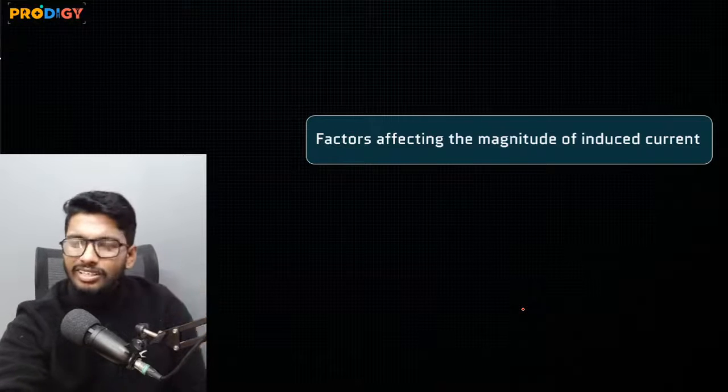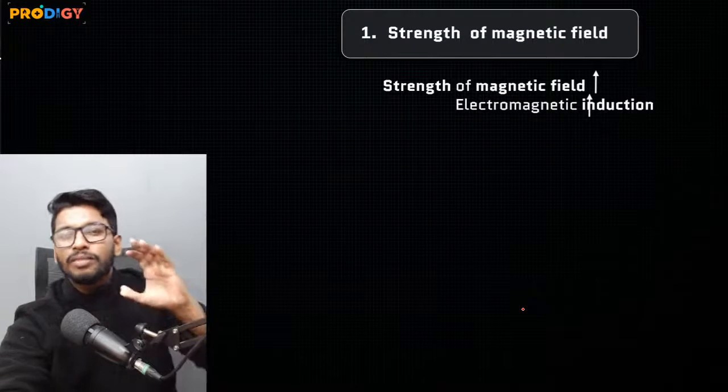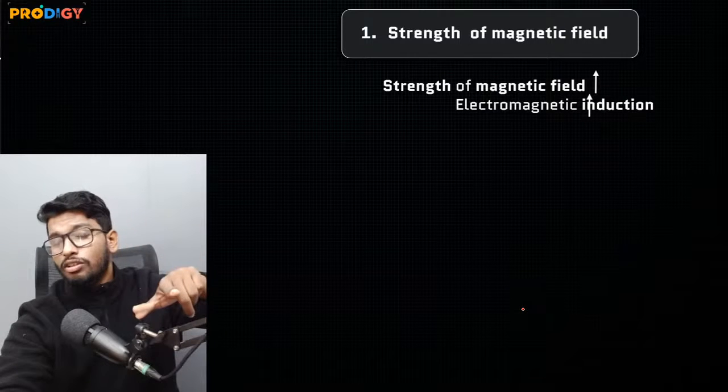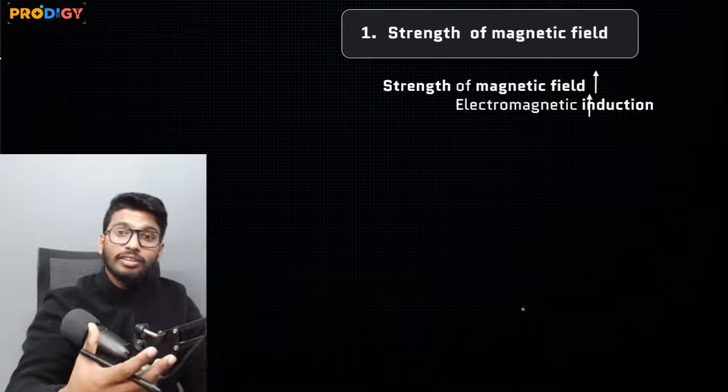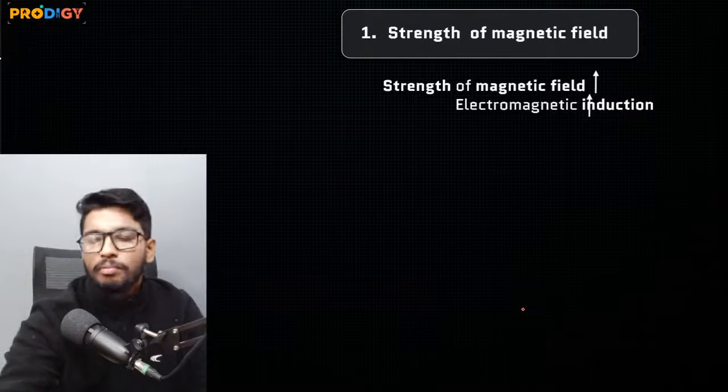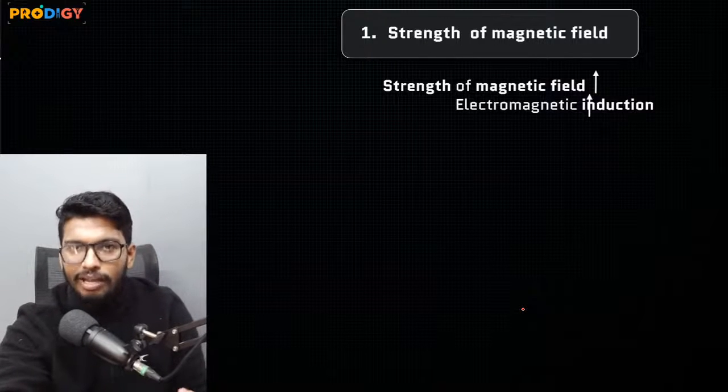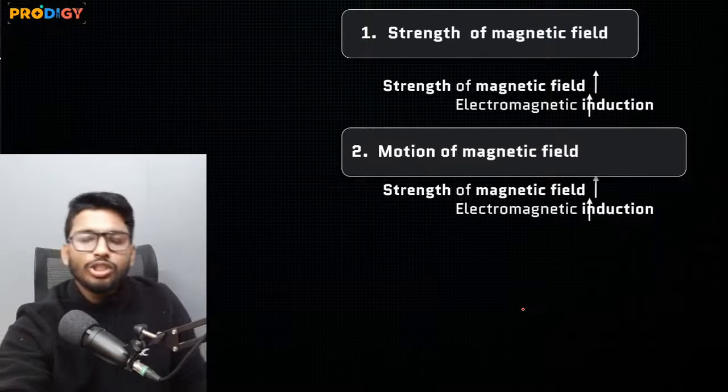If you talk about the factors affecting the induced current, there are three factors. One is the strength of the magnetic field. The stronger the magnet that I use, the more electromagnetic induction, or EMI, there would be. Second is the motion of the conductor.